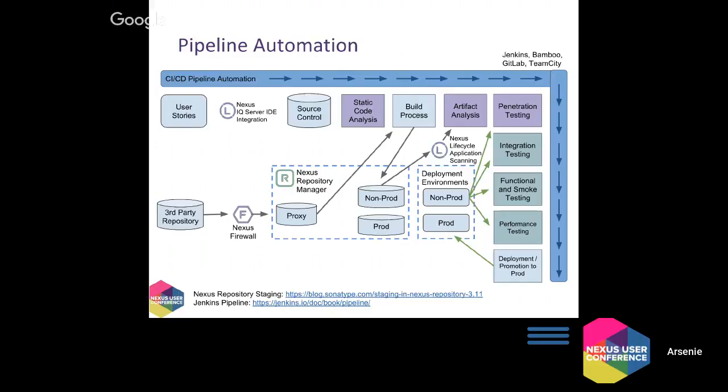So you can do penetration testing, integration testing, functional smoke testing, and performance testing in that environment for that feature branch. Once all of those tests have been completed, that environment can be destroyed. But the artifact is kept in Nexus Repository Manager, and the testing results are kept as well. So this allows you to do on-demand environment creation and testing. It also allows you to do parallel testing.